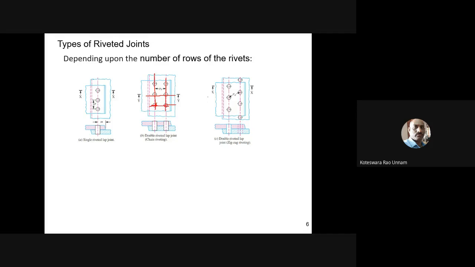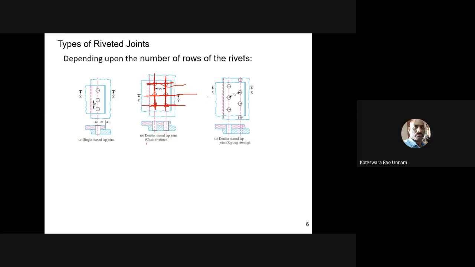So these are the rivets on the first row and these are the rivets on the second row. Now if I take a rivet on the first row and second row, their center lines are passing through the same line. If I take this one, their center lines are also the same. Like this, here also the center lines of these two rivets are the same. So this kind of riveting we call chain riveting.